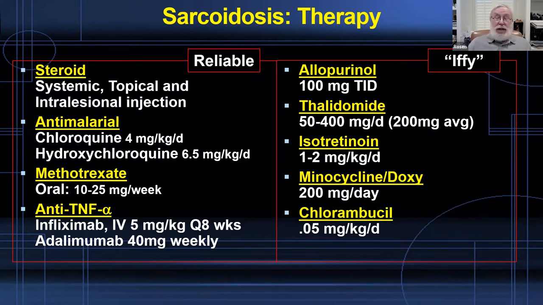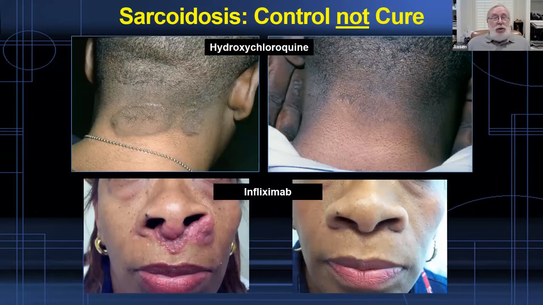They can be used together if need be. If one doesn't work, it can be replaced. If it works partially, you can add something to it. Those are the best ways to treat sarcoid. Do remember this. Here's an example. There's a hydroxychloroquine-treated patient. Notice the plaques on his neck, which essentially disappear. There's a patient treated with infliximab. Notice the large plaques and nodule on their nose disappear.